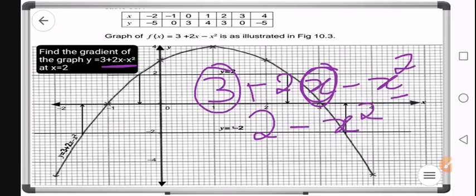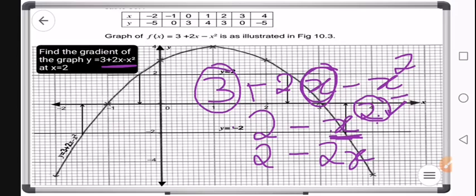Then this power is going to multiply the coefficient of x, which means the power is going to multiply the number here. So I multiply 2 times 1 and I'm left with 2 minus 2x, like this.